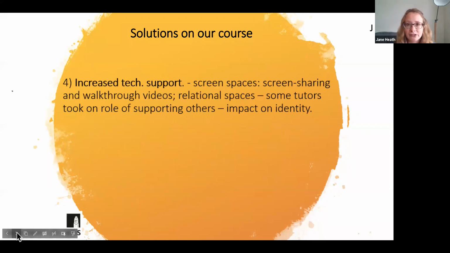And then increased tech support. So we fielded so many queries about technology rather than pedagogical aspects, the principles of the course. So we used solutions such as screen sharing. So if we had a couple of tutors asking questions about something, we'd say, well, we're going to do a meeting at 3 o'clock, just drop in if you're needing help with this. And then we would share our screen and show the tutors exactly what to do.